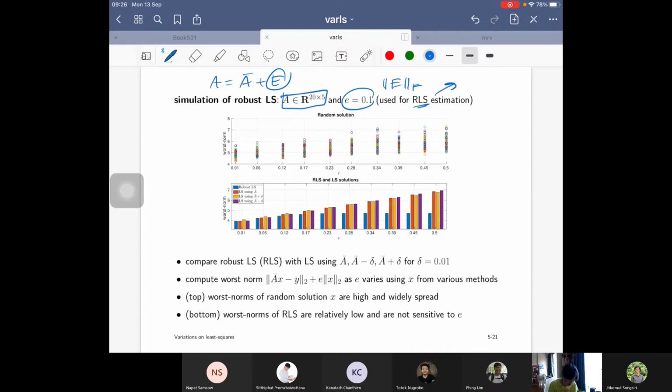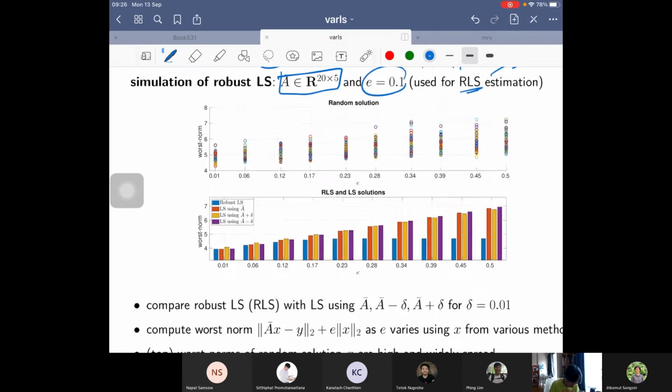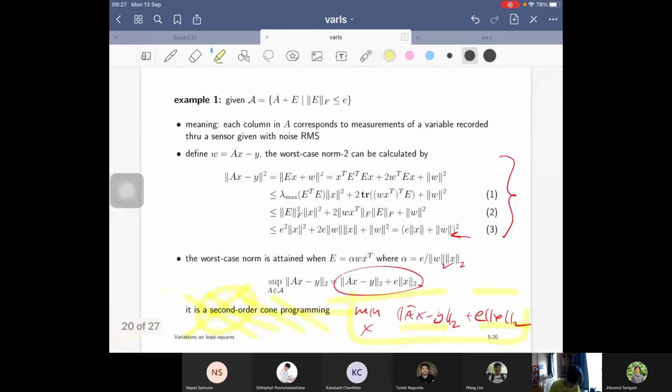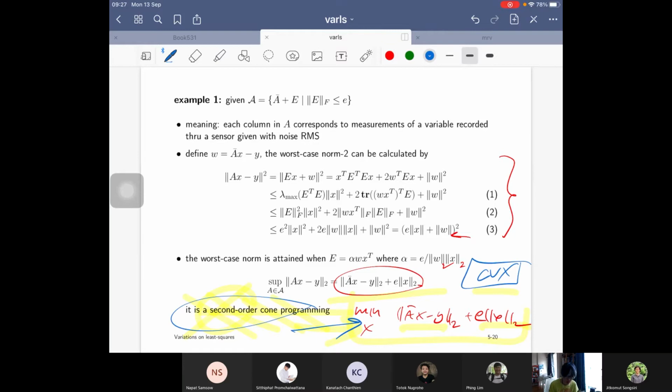RLS is the robust least square formulation. So robust least square is the formulation that I solved from this problem, second order cone programming. Actually, we can use CVX as well, because you can use this as modeling software so that you don't need to worry about how to solve the second order cone.